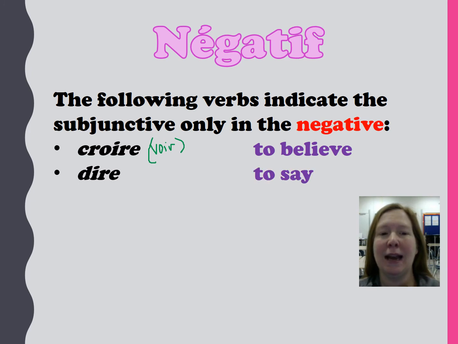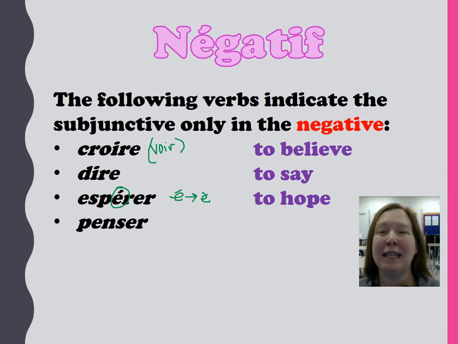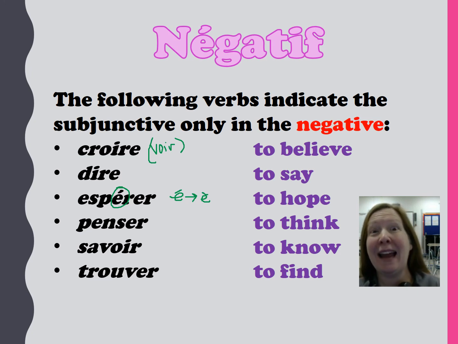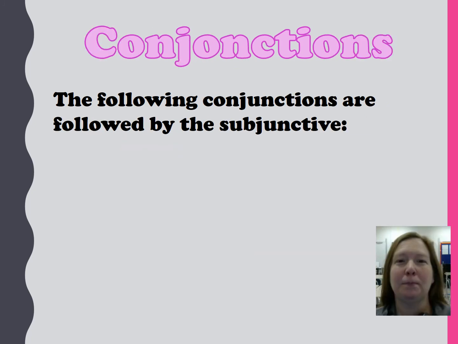Dire, to say. Espérer, to hope. Espérer is another one where the accent changes when necessary. Penser, to think. Savoir, to know. Trouver, to find. So again, in the affirmative, these are all factual types of expressions, but in the negative, they become doubtful, and that is why we would use the subjunctive with them.